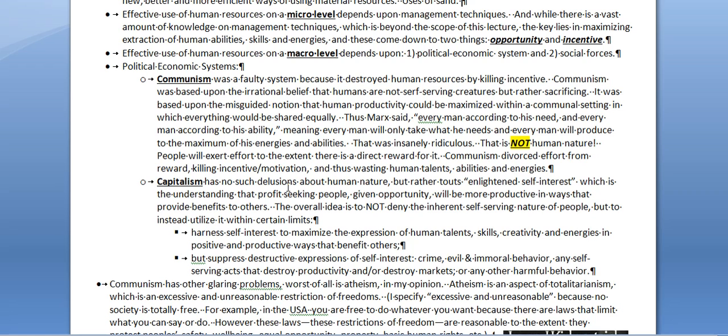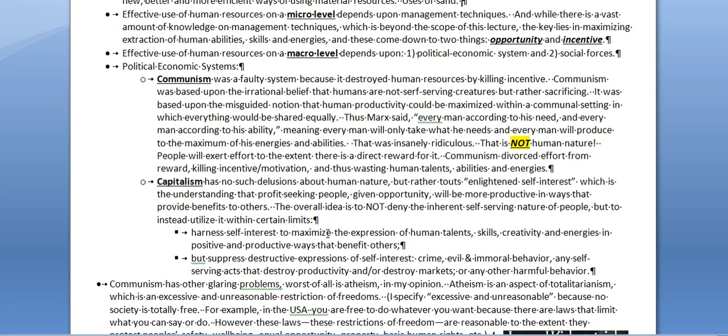Capitalism has no such delusions about human nature, but rather touts what is called, quote, enlightened self-interest, which is the understanding that profit-seeking people, given opportunity, will be more productive in ways that provide benefits to others. All right? The overall idea is not to deny the inherent self-serving nature of people, but to instead utilize it within certain limits.